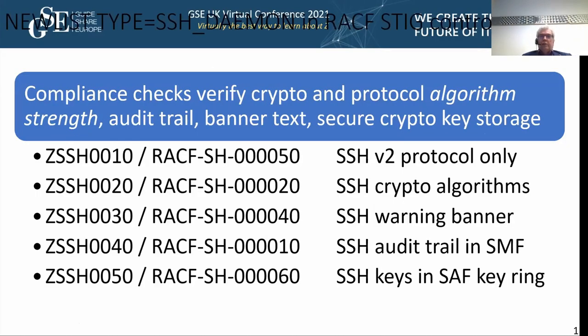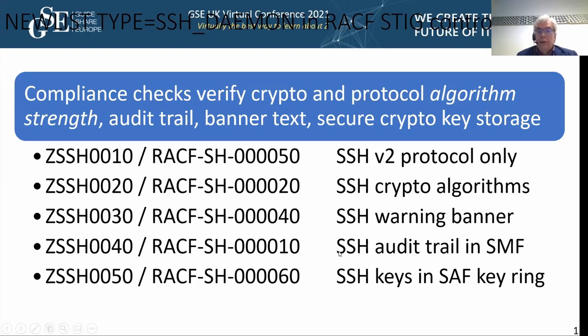Then we have the secure shell daemon. There we check that version 2 protocols are being used, that we use the right crypto algorithms that are FIPS 140-2 compliant. There's again the warning banner. There must be a warning banner and it must have the right content.